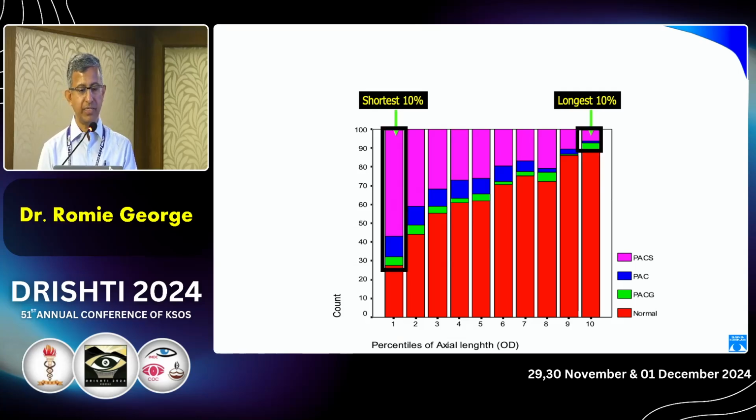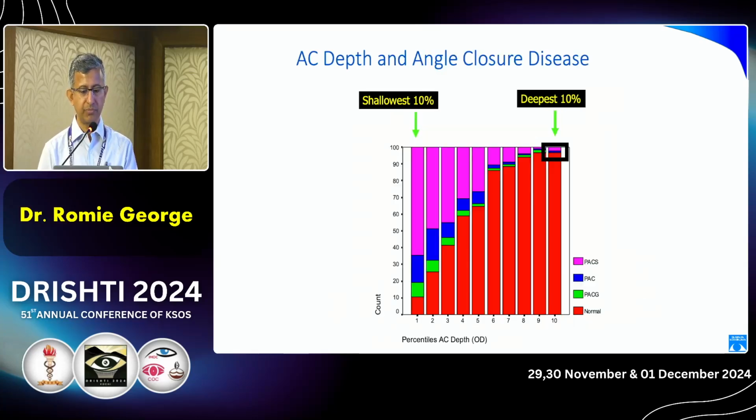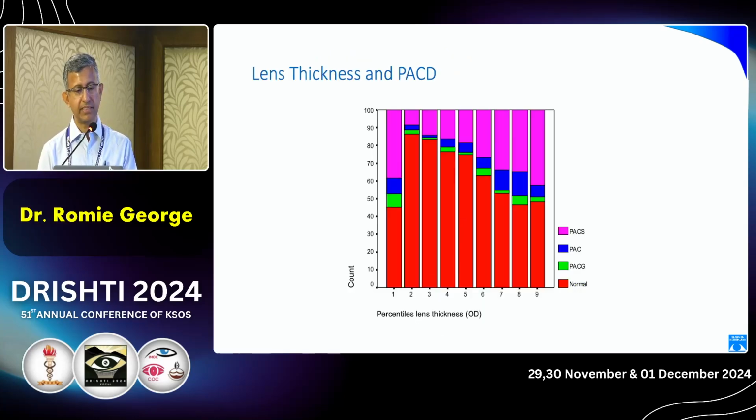If you look at anterior chamber depth, again very similar numbers. In the shortest 10%, you're seeing almost 90% of the eyes with the shallowest anterior chambers had angle closure as compared to maybe 10% of the deepest eyes. But when you look at lens thickness, the picture changes a little bit. You have two peaks. One peak is in the eyes with the thinnest lenses, and one peak is in the eyes with the thickest lenses. And you also have some floating around in between.